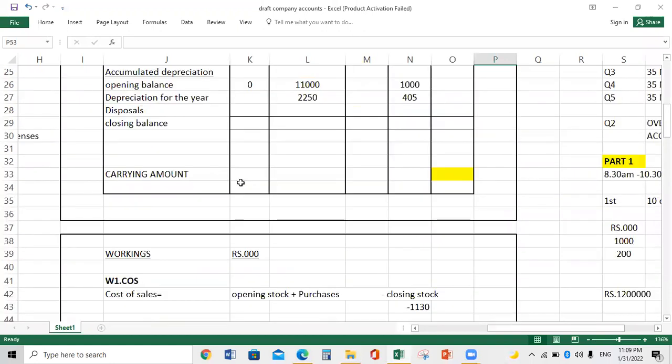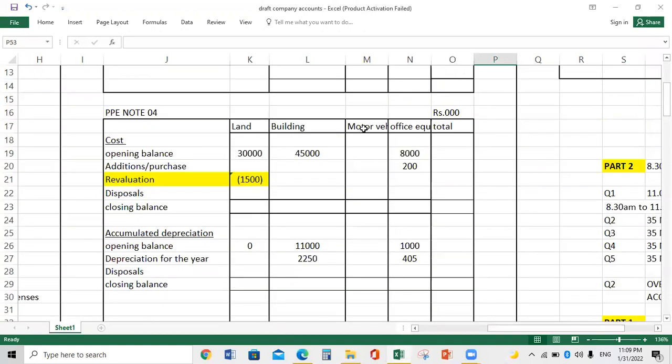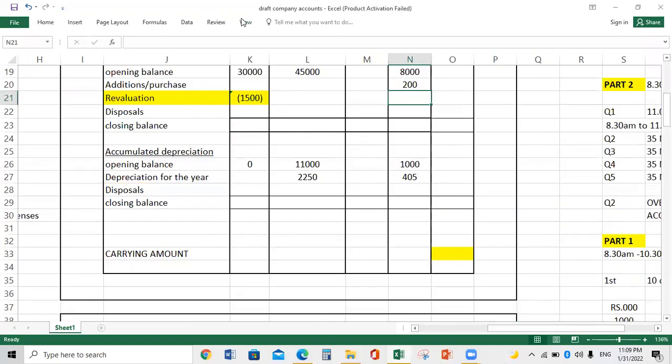No, guys, remember lease asset, you don't record in PPE note. In the PPE note, you can't record lease asset. Only non-lease assets you record in PPE note.